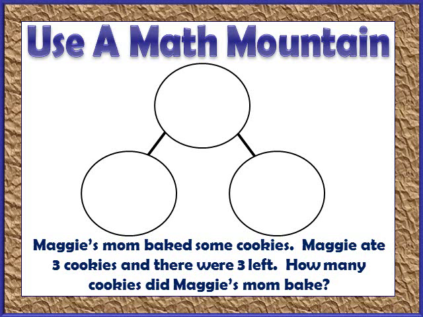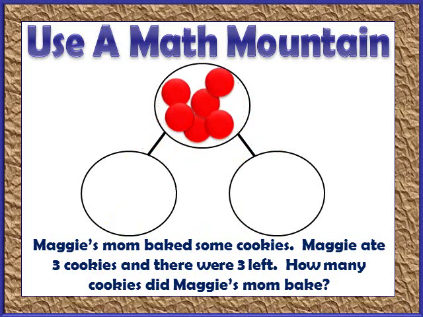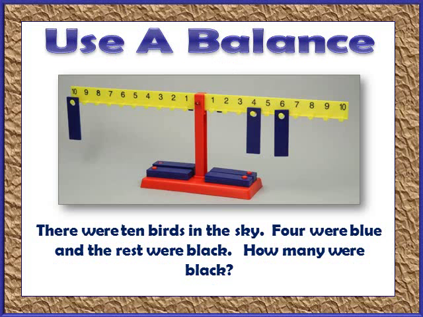Let's take a look at another example of a math mountain. It says Maggie's mom baked some cookies. So we don't know the whole amount that she baked. Maggie ate part of the cookies and there were part left. So let's look at the parts we know. We know that Maggie ate 3 and there were 3 left. So now we can easily figure out the whole amount.